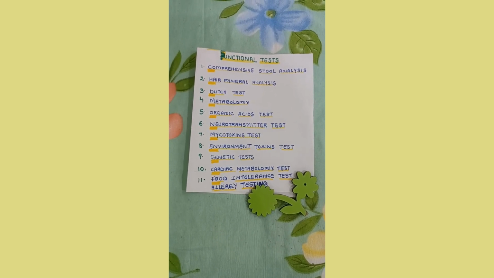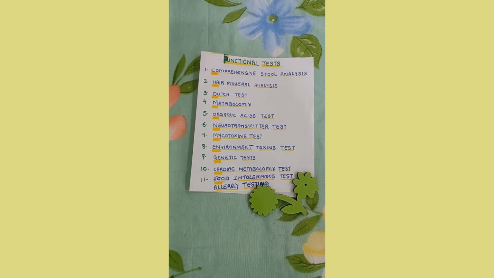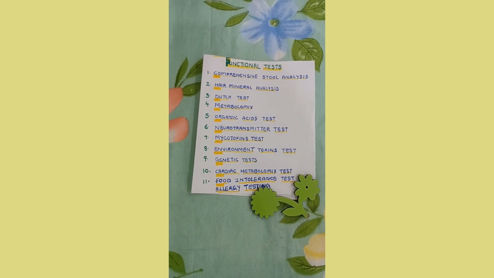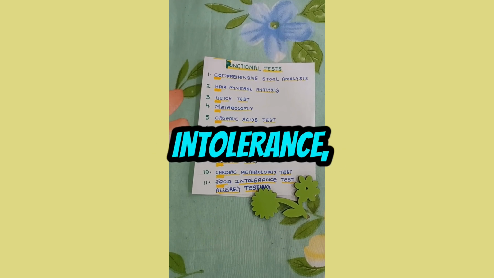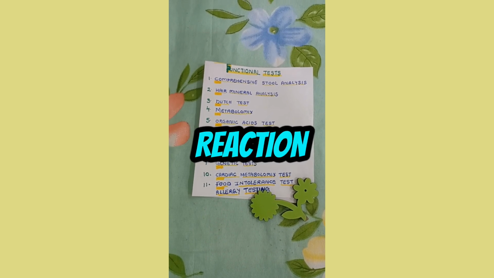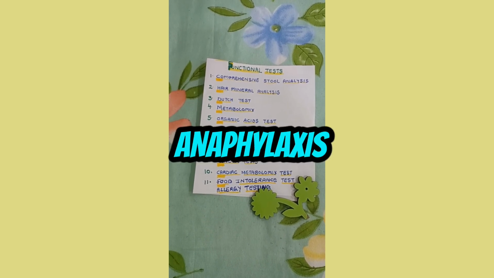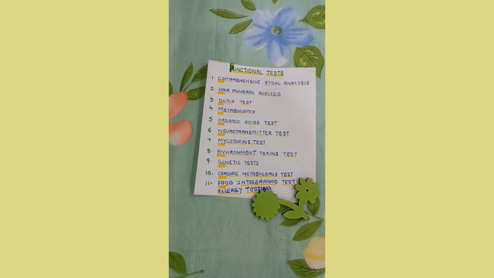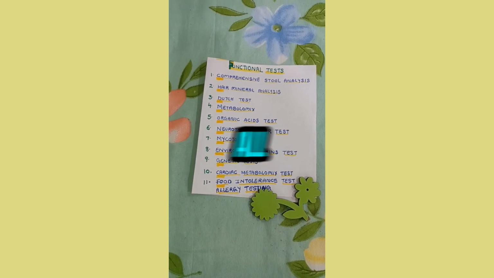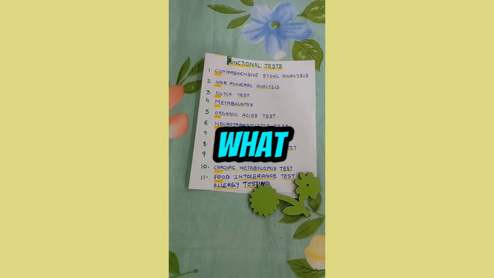The next test is the food intolerance test. We all know about various food intolerances. Many of us have celiac, lactose intolerance, histamine intolerance. And the allergy testing, the immune reaction involving IgE antibodies, which are mainly associated with conditions like hives and anaphylaxis and so on. This is a brief overview of all the functional tests. Hope you all got an idea about what these functional tests are, which are basically a little bit advanced.